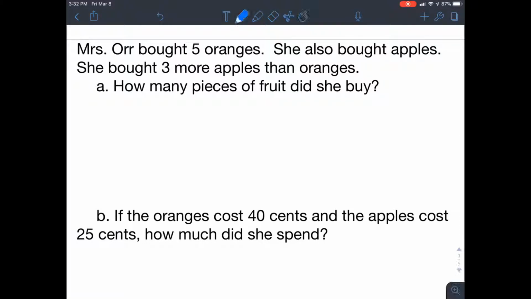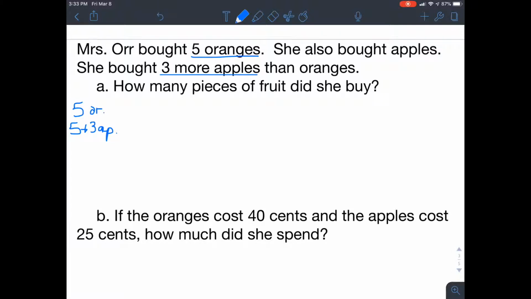So on this one, it says Mrs. Orr bought 5 oranges. She also bought apples. She bought 3 more apples than oranges. You know, sometimes I find it makes it a lot easier if I just write down what I know to the side. So 5 oranges, and then 3 more apples than oranges. Well, if it was 5 oranges, it's 5 plus 3 apples.